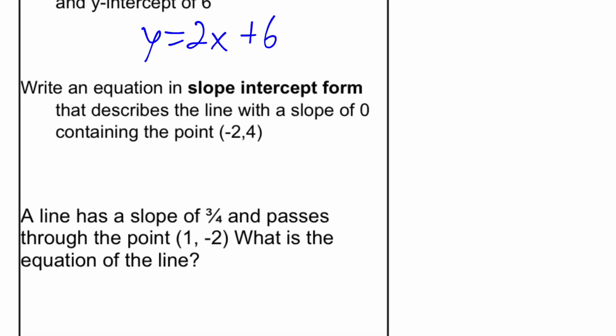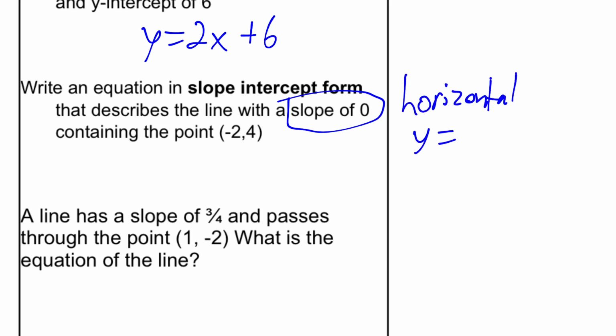For this one, if I have a slope of 0, that is a horizontal line. Horizontal lines are always y is equal to something. Here the answer is going to be y is equal to 4. If you wrote it out with the slope, you could say 0x plus 4, and this part would just go away, and you would have y is equal to 4.